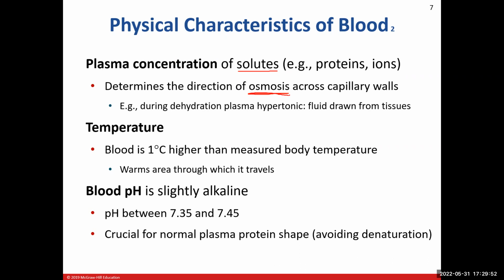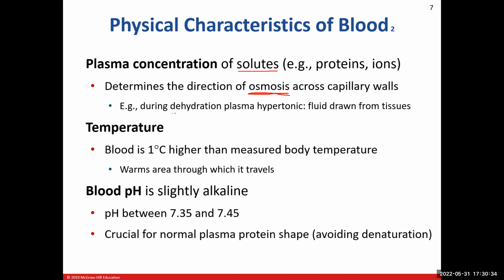If you recall, osmosis is the movement of water from an area of high concentration to low concentration across what we refer to as a semi-permeable membrane. Well, the wall of the capillary is a perfect example. That's a semi-permeable membrane. It means it will let certain things pass. In this case, it will let water pass. But the direction water is going to move, whether from inside the capillary to the tissues, or vice versa, from the tissues to the capillary, plays a big role depending on how much fluid is available and the concentration of solutes.